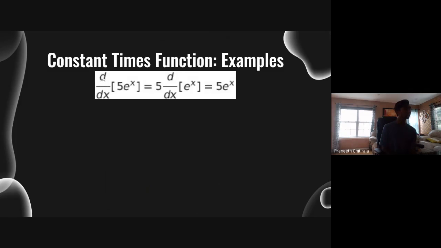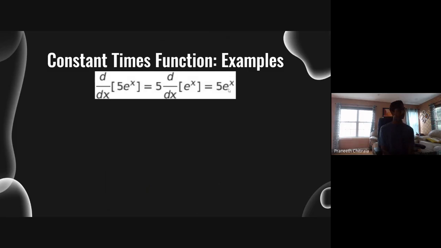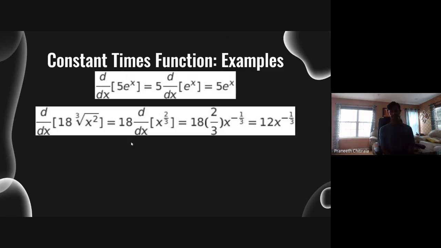If we have the derivative of 5 times e to the x power, we just take the constant 5 out, and then just take the derivative of e to the x. And this derivative is e to the x. So basically, this whole derivative is 5 times e to the x. Let's look at another example.